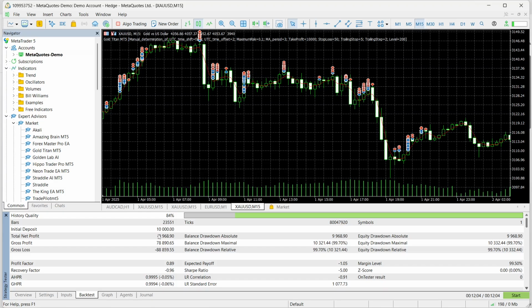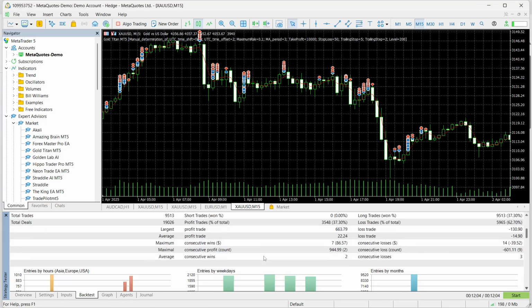The total net loss was $9,968 and the drawdown was 99.7%. So the account was basically blown, and this is a clear indication that the tested settings and period were highly unfavorable for the system.